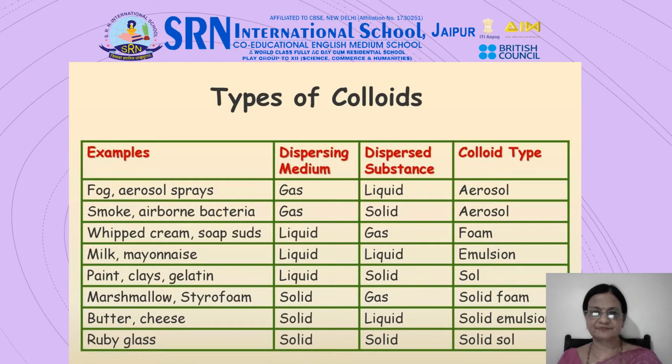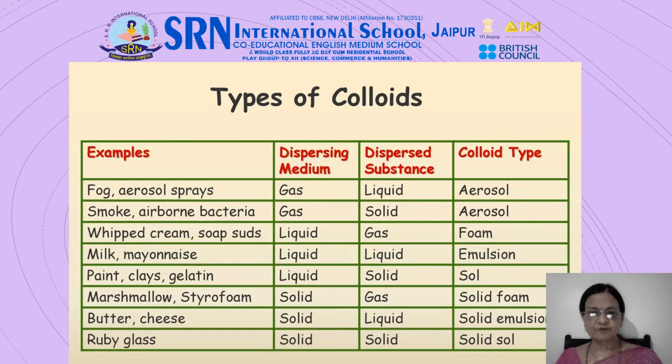Types of colloids. A colloidal system is classified depending upon whether the dispersion medium or dispersed phase is solid, liquid or gaseous, and thus colloidal systems have 8 types. Gas and gas forms a mixture which is homogeneous and hence is not a colloidal system. When the dispersed phase is liquid in a dispersion medium that is gas, it forms a colloid type called aerosol. Examples are fog, aerosol sprays.